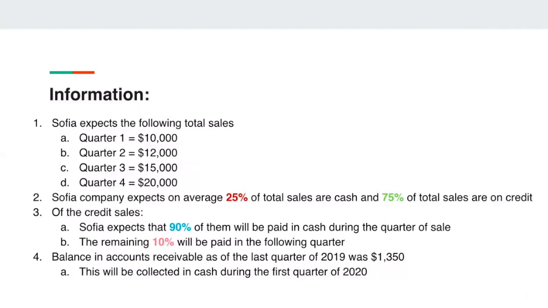Sophia Company expects on average 25% of total sales are cash and 75% of total sales are on credit. Of the credit sales, Sophia expects that 90% of them will be paid in cash during the quarter of sale. The remaining 10% will be paid in the following quarter. Balance in accounts receivable as of the last quarter of 2019 was $1,350. This will be collected in cash during the first quarter of 2020.